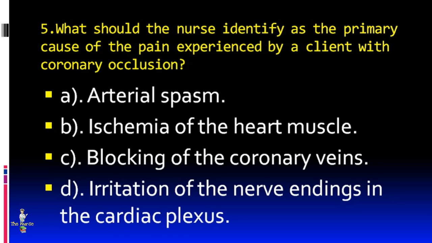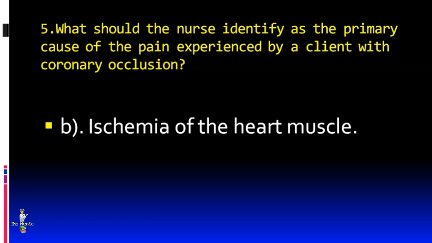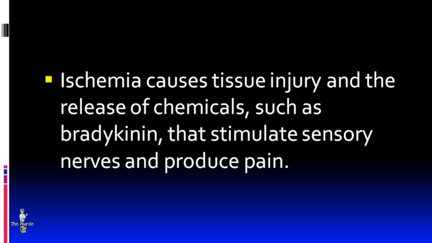Correct answer is ischemia of the heart muscles. Ischemia causes tissue injury and the release of chemicals such as bradykinin that stimulates sensory nerves and produce pain.